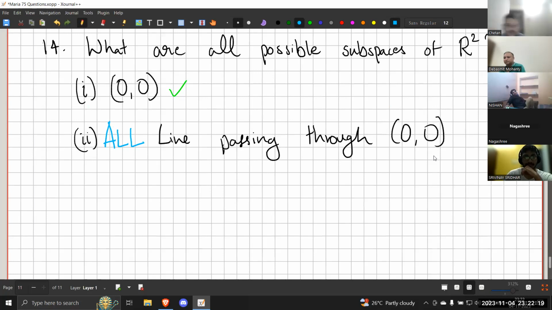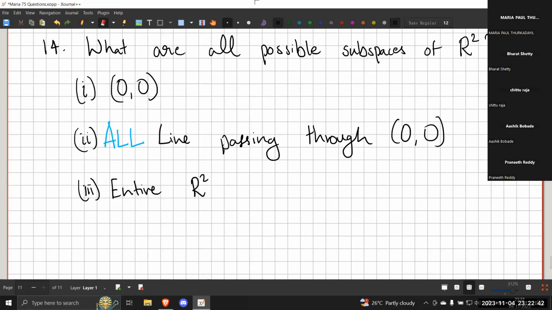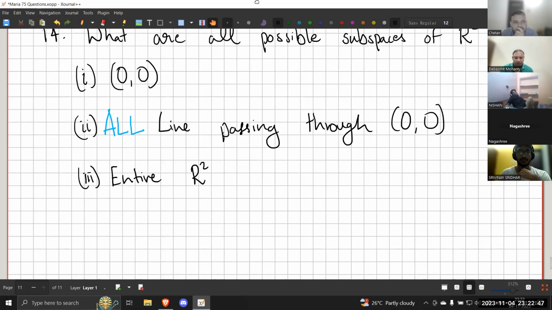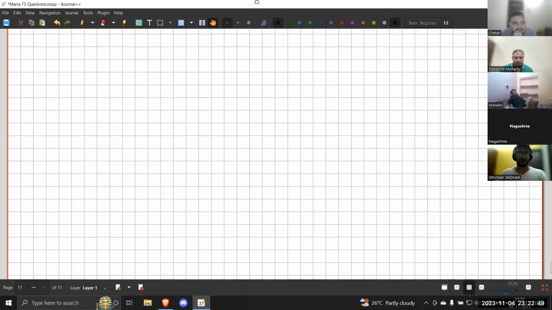And we discussed this as well. We first started with the origin, then we got a line when we included Vinay's favorite point. Then we got a plane, the entire R2, when we included Maria's favorite point. We saw that mathematically, and we saw that visually when we noticed everything in GeoGebra as well. Okay. Now let's move on to question number 15.